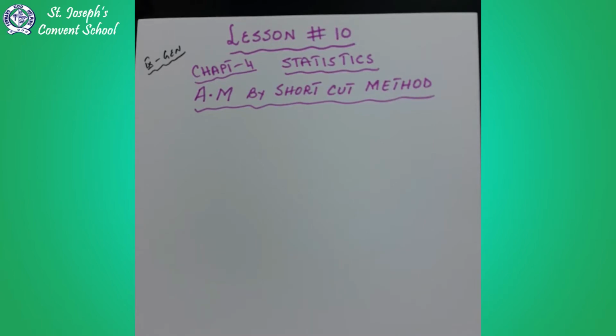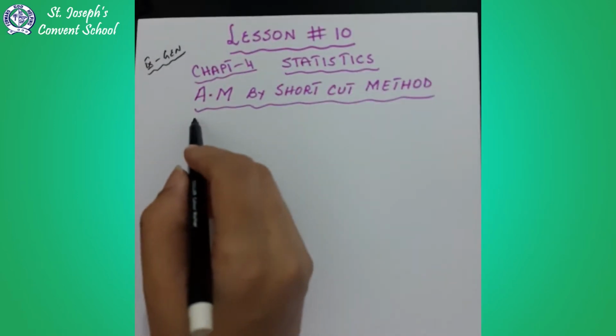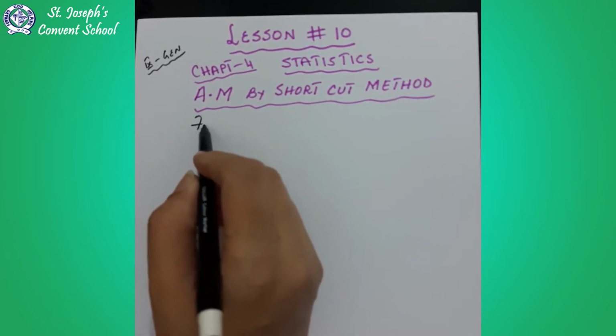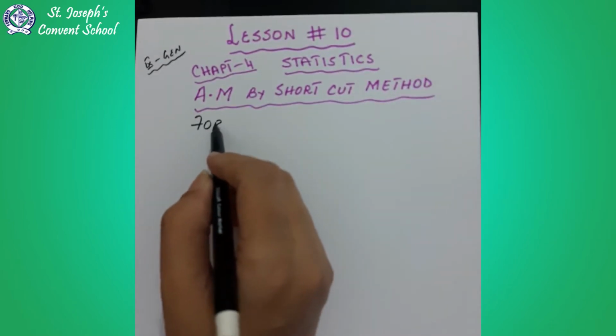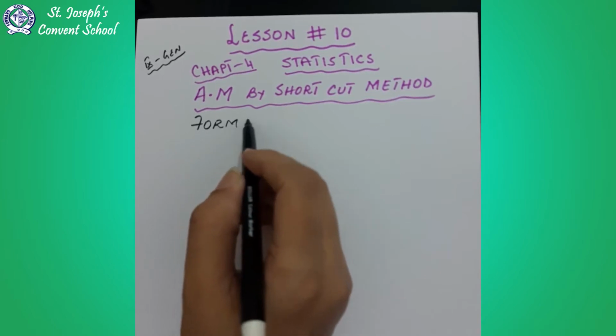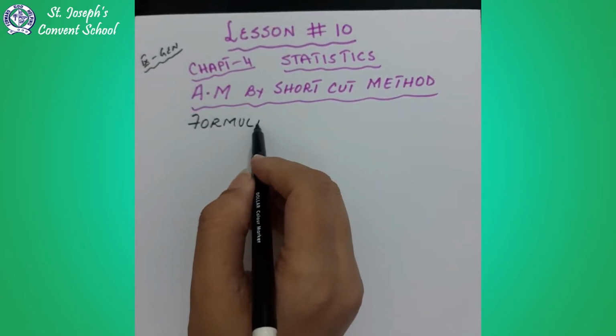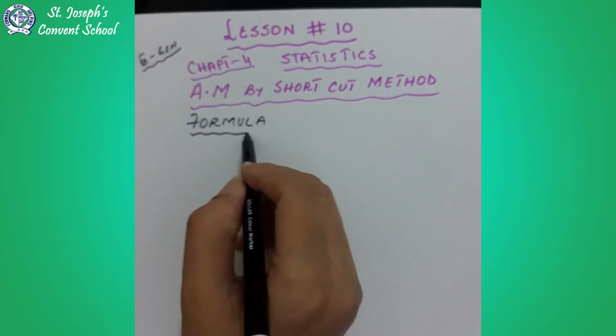Why do we use the shortcut method? When the values are very big in the data, we use this shortcut method to save time. So let me write the formula of the shortcut method first. The formula is also different from the first method.